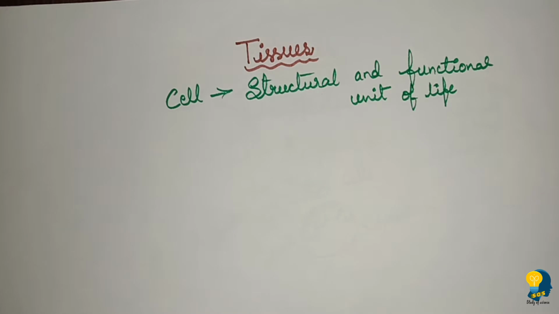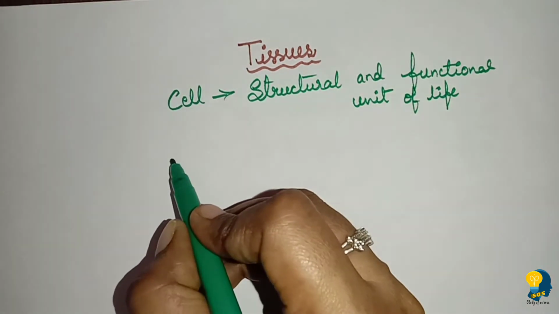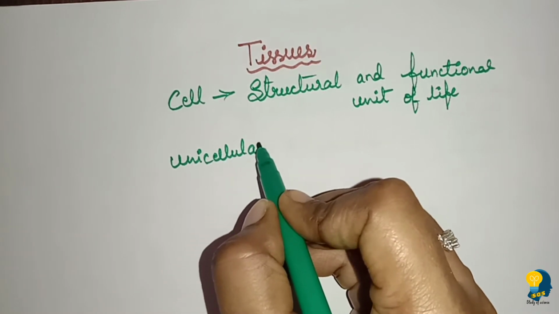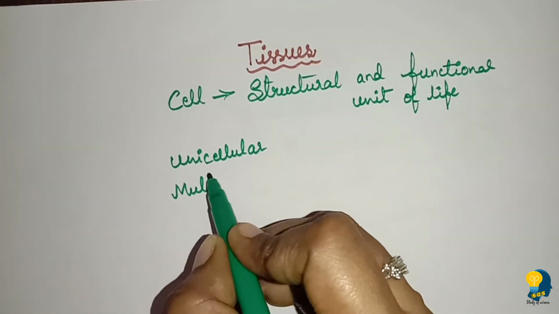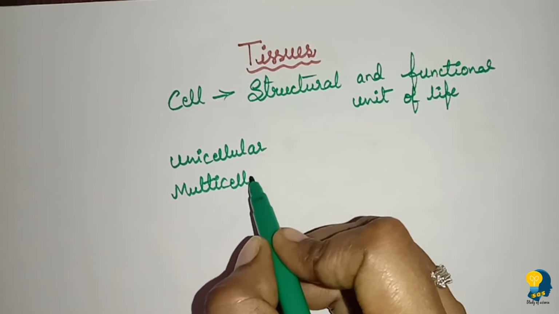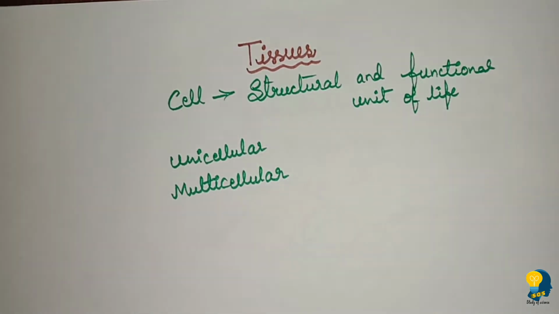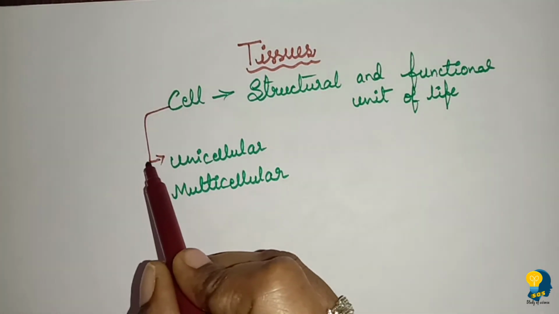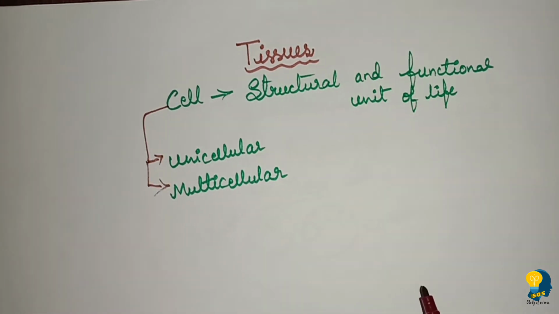Based on the number of cells present in the living organisms, the living organisms are categorized into two different groups. The first one is the unicellular organisms, and the second one is the multicellular organisms. How can we define the unicellular organisms?